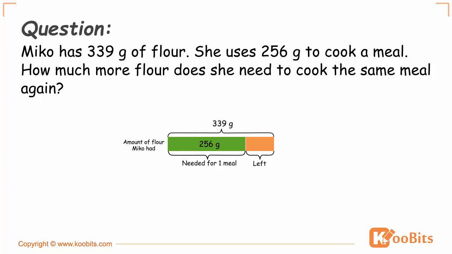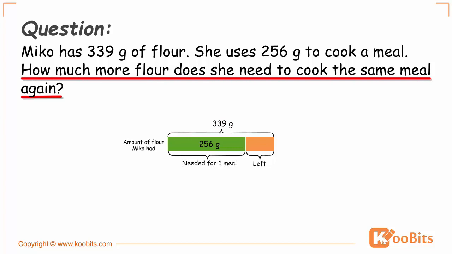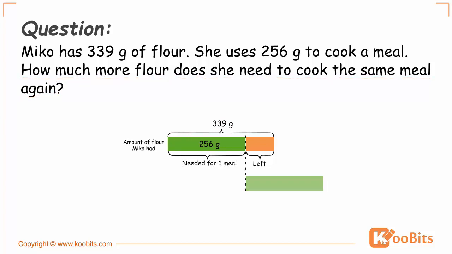Now, can you see that the mass of flour she has left is equal to 339 grams minus 256 grams? How much more flour does she need to cook the same meal again? In order to solve this problem, we will need to use another rectangle to represent the total mass of flour she needs to cook a meal. Let's label this 256 grams.